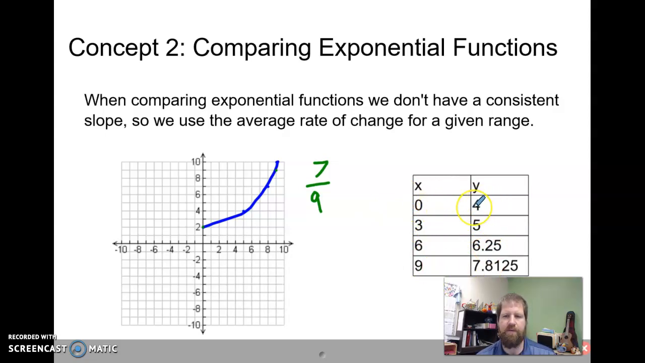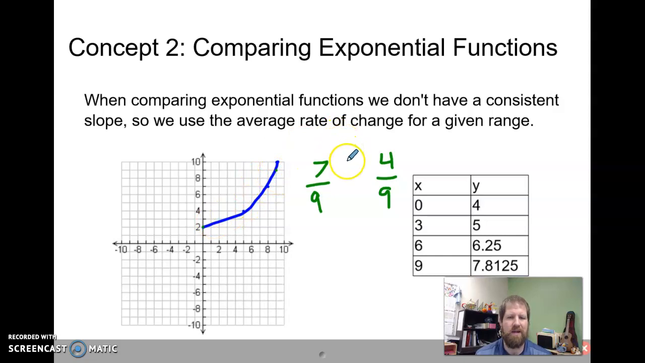This one we're starting at 4 and going up to 7.8125. Maybe we'll just round that. We'll say that this is 8 just to give us a ballpark. So 4 to 8 would be a slope of 4 over 9, because we're still starting at 0 and going to 9. So our comparison is this has an average rate of change from 0 to 9 of 7/9, and this has an average rate of change from 0 to 9, the same range, of 4/9. So this one is going to be growing at a greater rate.